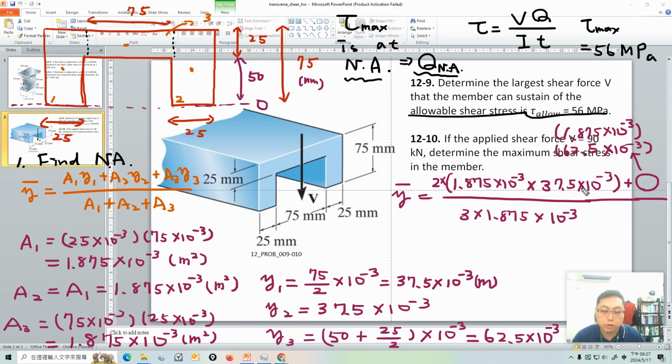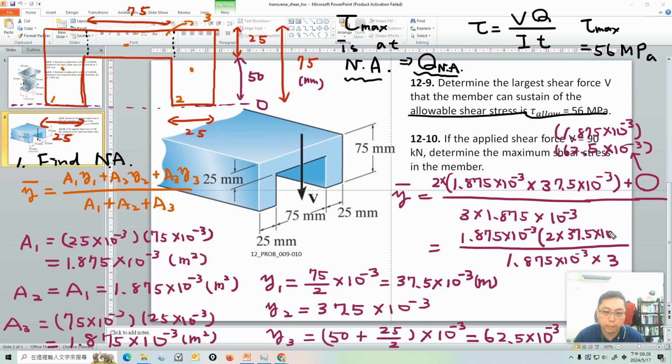Okay, so actually, it's not that bad. It's not really difficult calculation. So actually, it's 1.875 times 10 to the power minus 3 times the 3. So we can factor this out, and we will have 2 times 37.5 times 10 to the power minus 3 plus 62.5 times 10 to the power minus 3. Okay, so cancel this out, cancel this out. So finally you will have the answer.